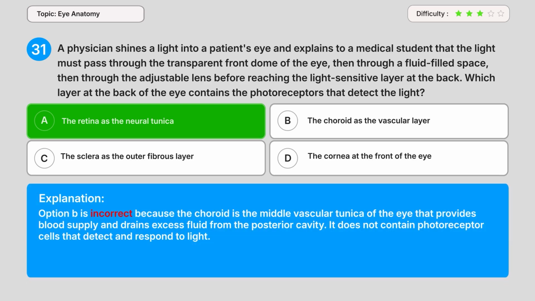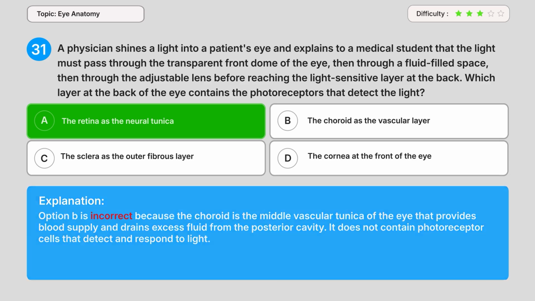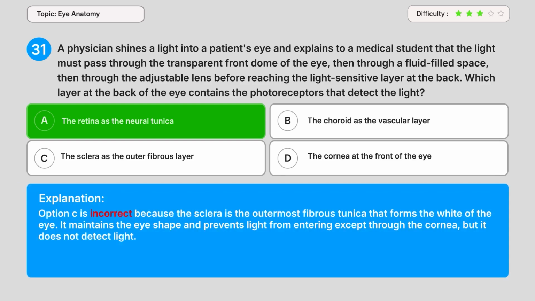Option B is incorrect because the choroid is the middle vascular tunica of the eye that provides blood supply and drains excess fluid from the posterior cavity. It does not contain photoreceptor cells that detect and respond to light. Option C is incorrect because the sclera is the outermost fibrous tunica that forms the white of the eye. It maintains the eye shape and prevents light from entering except through the cornea, but it does not detect light.